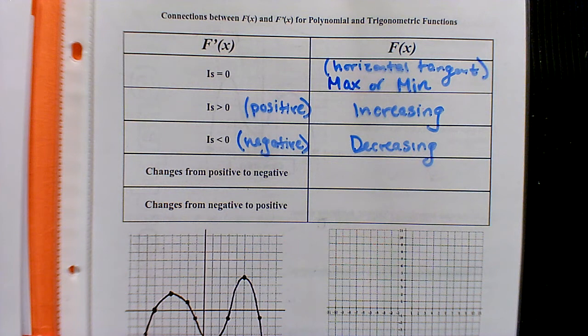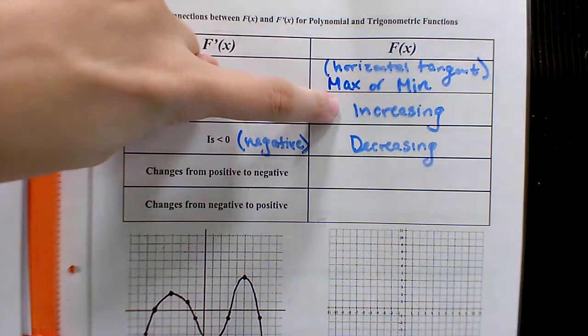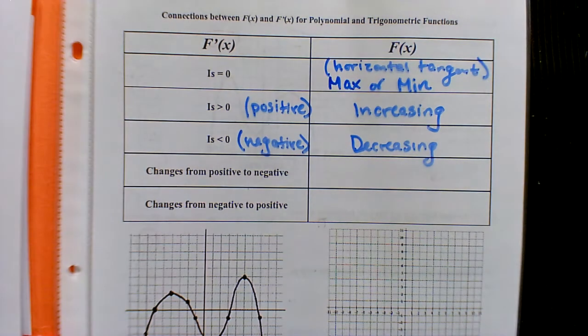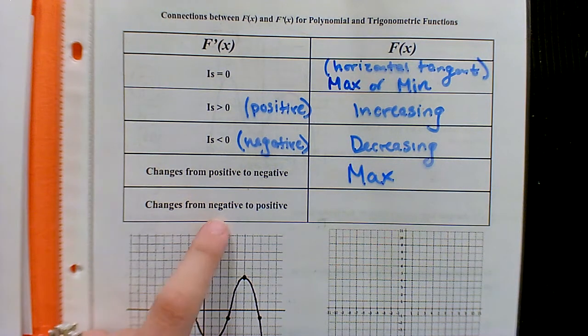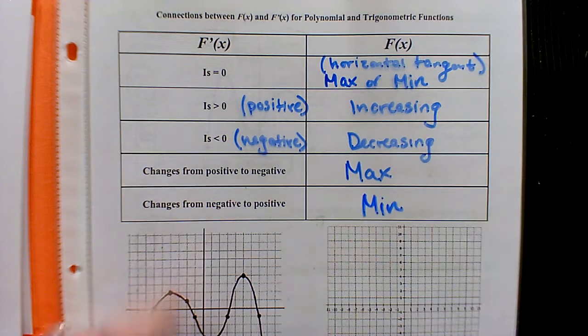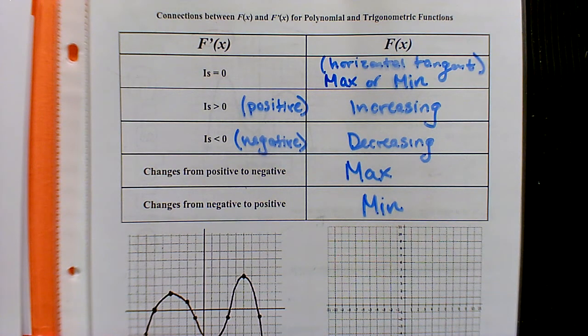All right, what if your first derivative changes from a positive value to a negative value, aka you change from increasing to decreasing? What does your original function have? Or think about the graph. If you change from going up to going down, what are you creating? Yeah, a maximum. And what if your derivative or slope changes from negative to positive? Yeah, a minimum. Perfect. We remember those connections? We haven't lost them clearly.